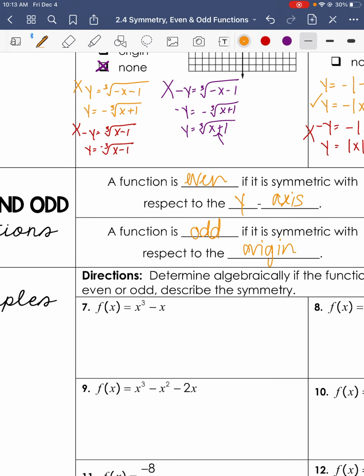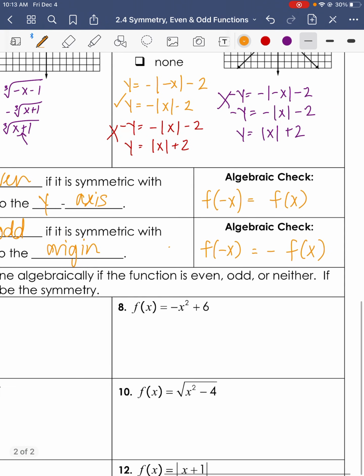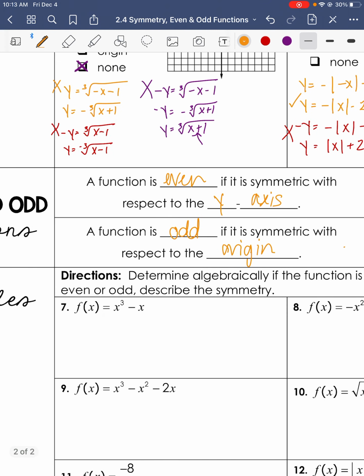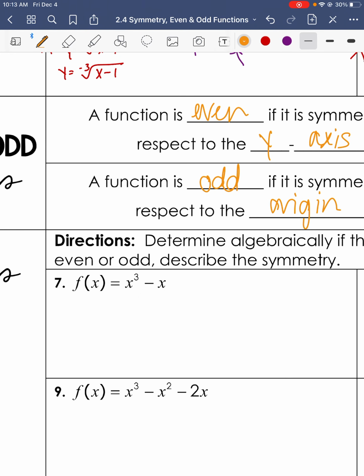Number 7. Determine algebraically if the function is even, odd, or neither. If even or odd, describe the symmetry. So again, we're looking for f of negative x. Then we get negative x cubed minus negative x. Negative x cubed is just going to be negative x cubed, and then minus negative x is going to be plus x. So we compare this to the original, and we find that this is opposite. So this is equal to the negative version of the whole function.